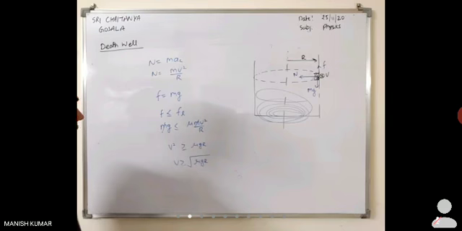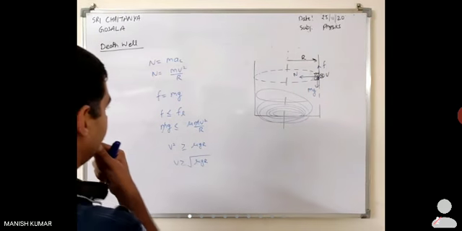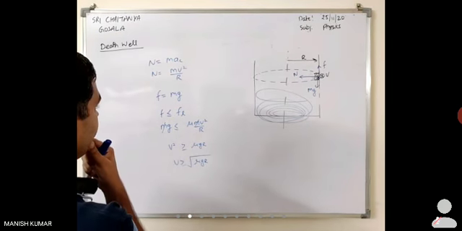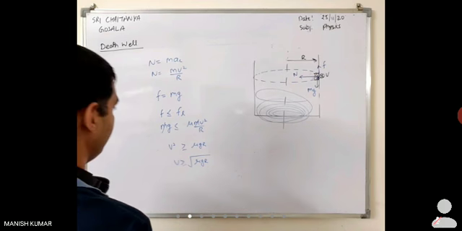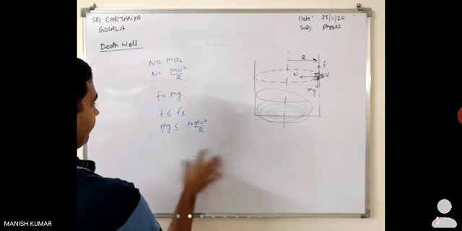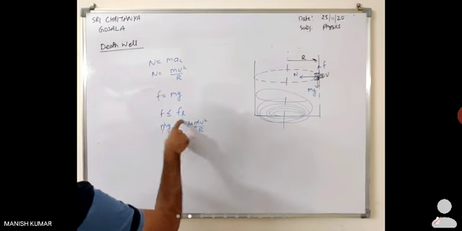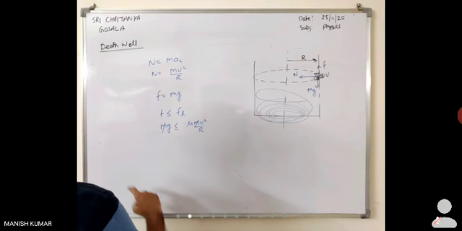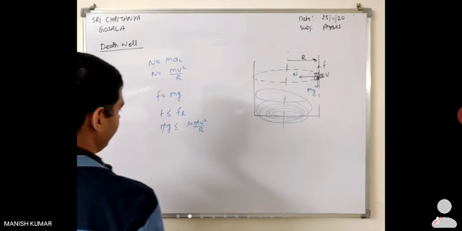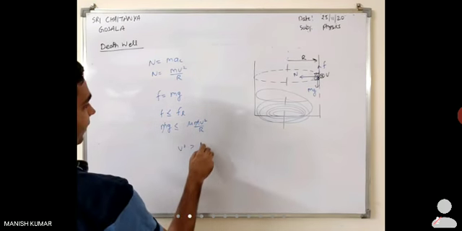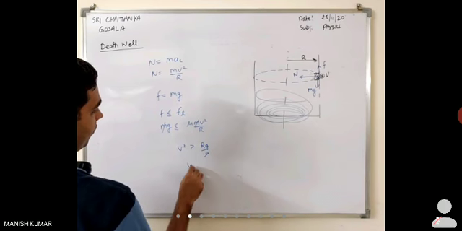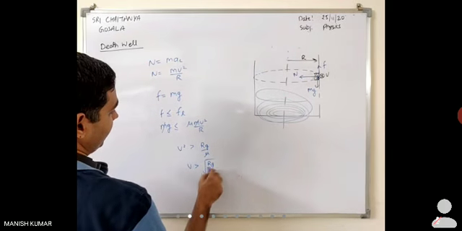Is that so? Yes. Let me check. F is equal to mg. F less than or equal to F limiting, and F limiting is equal to mu m v square by r. Yes, that's correct. V square is greater than or equal to r g by mu, so v should be greater than or equal to root of r g by mu. That's correct.